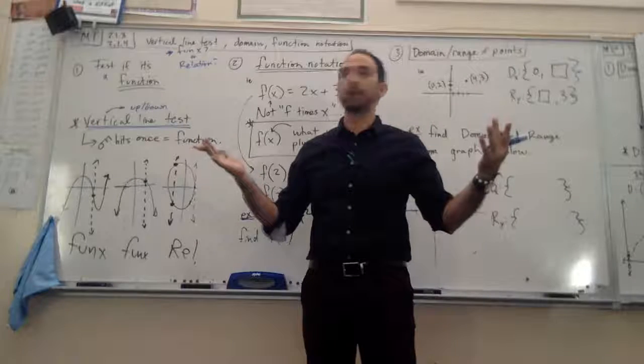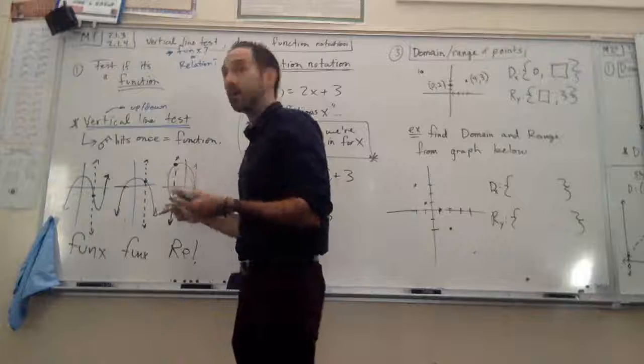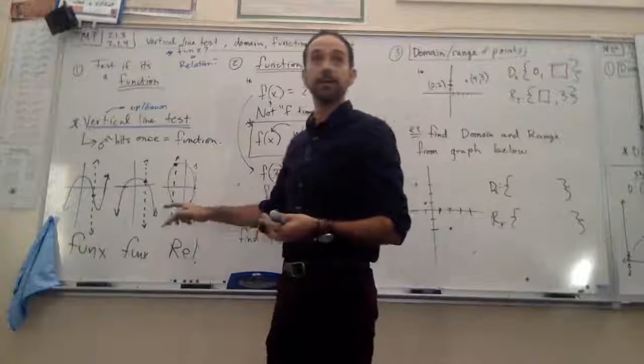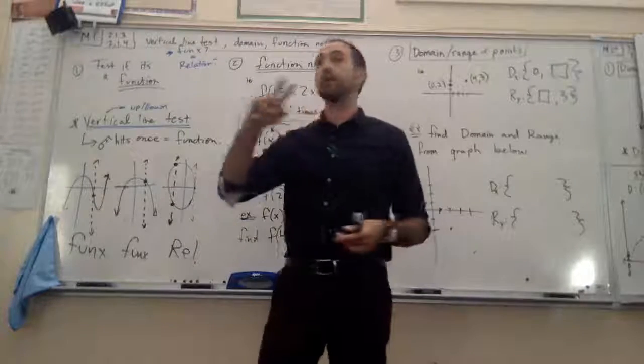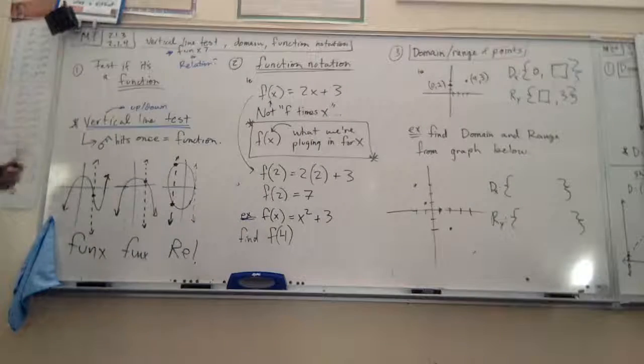It's kind of like an all or nothing. You can't say, well, if I choose here, no, but you could have chosen here and it hit twice. If there's any place it hits twice on the graph, relation. Hits once, function. Vertical line test, thumbs up, sideways, down.